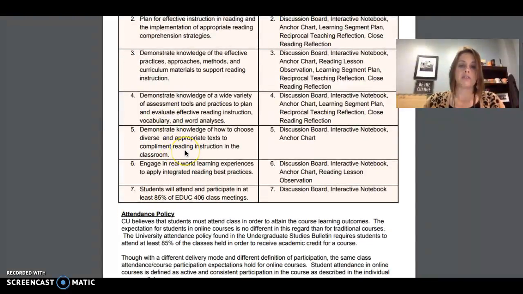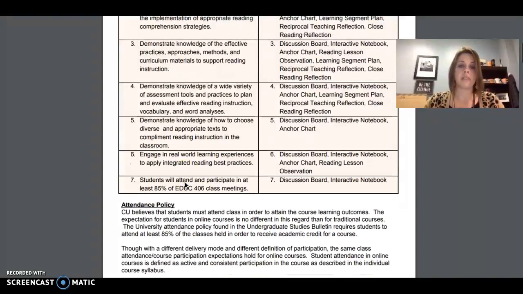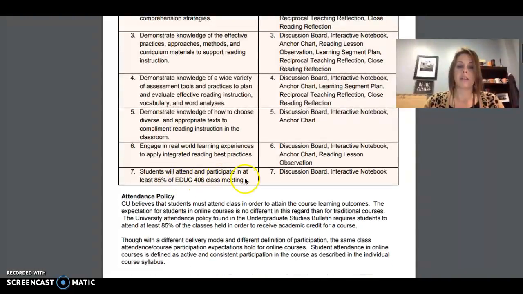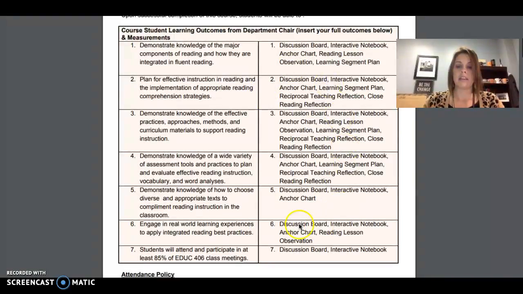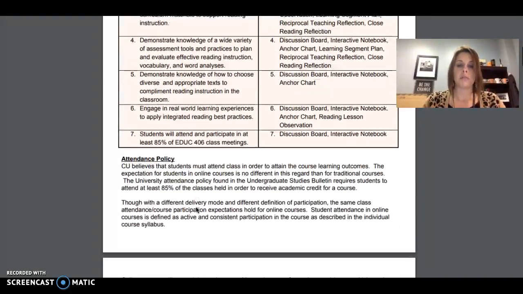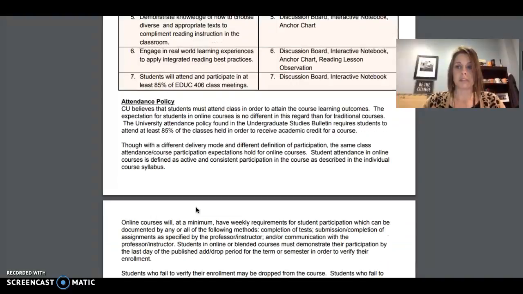Demonstrate knowledge of how to choose diverse and appropriate text, and then also engage in real-world learning experiences to apply what we're going to be talking about in the classroom, and attend 85% of our meetings. This information over here is how I'm going to assess these learning outcomes. This is just your general big picture view. As we move down into the syllabus, it'll get more specific and we'll break it down by week.